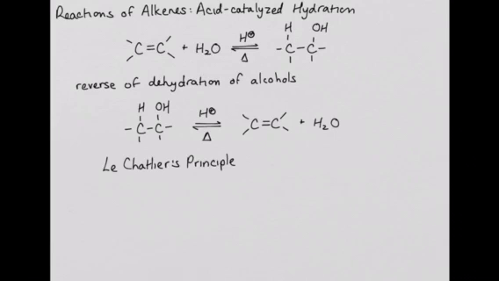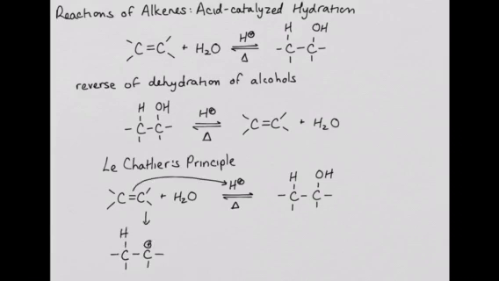Now let's look at the mechanism for this process. This mechanism is the reverse of the E1 mechanism. In the first step, the alkene is protonated to form the carbocation. In the next step, the nucleophile, water, attacks the carbocation to form the protonated alcohol. In the last step, another molecule of water removes the proton from the alcohol to produce the neutral product.